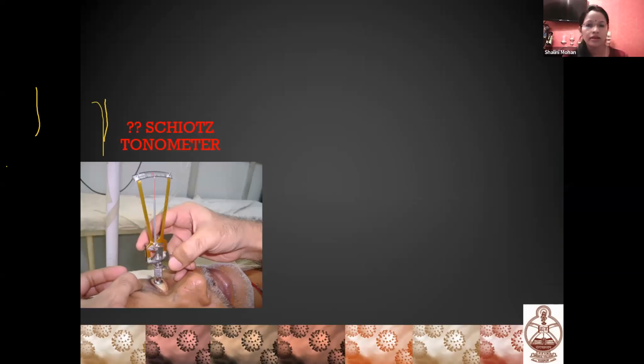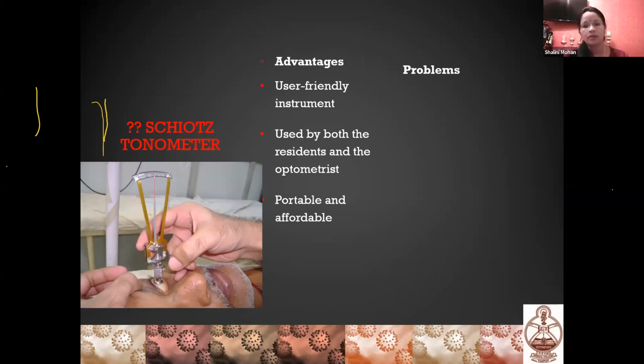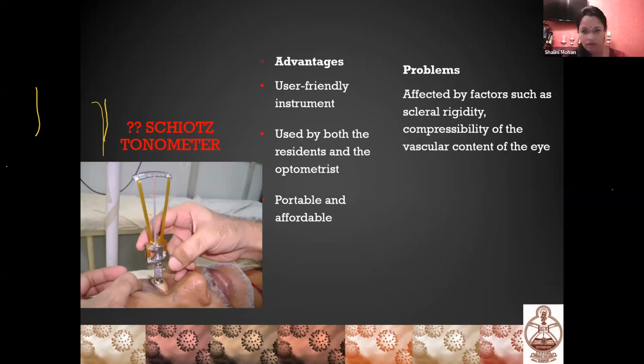But as we said, there are problems like it is affected by scleral rigidity, by compressibility of vascular contents, and also sometimes what happens is that if pressure is too high, the cornea gets sucked in between the plunger.